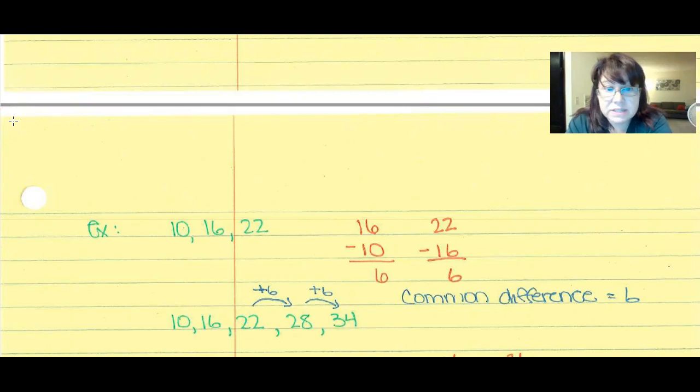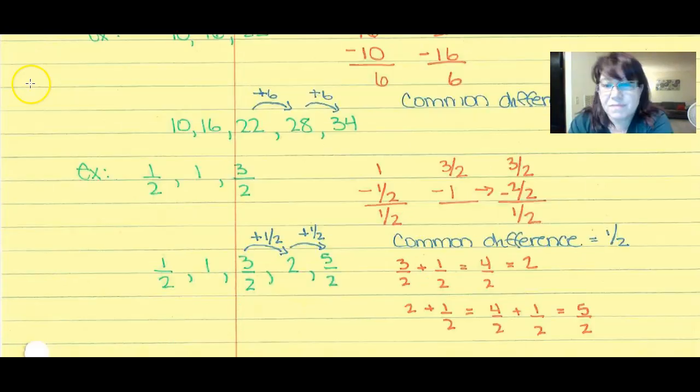Right, given the sequence of 10, 16, 22, I'm going to take 16 and subtract 10. That gives me 6. 22 minus 16 is also 6, so I know the common difference is 6. So to get to any other value in this sequence, I'm just going to continually add 6. 22 plus 6 is 28. 28 plus 6 is 34. Now sometimes it's not as obvious, but finding the common difference will always work.